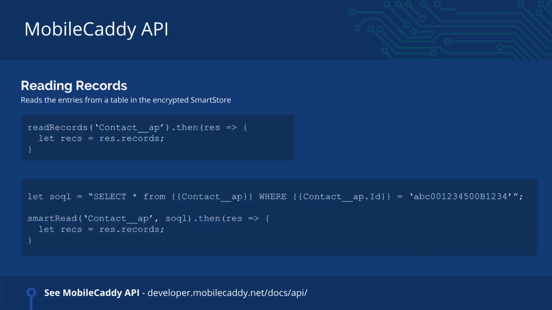Reading records. So here we're going to be reading records from a particular table in the encrypted smart store. The first example up here, I'm reading in all of the records from the contact table. MobileCaddy APIs are mostly promise-based, and you can see here I get back a result, and this result object has some form of records attribute property. What happens if I don't want to read all of the contacts? Maybe I just want to read one specific one.